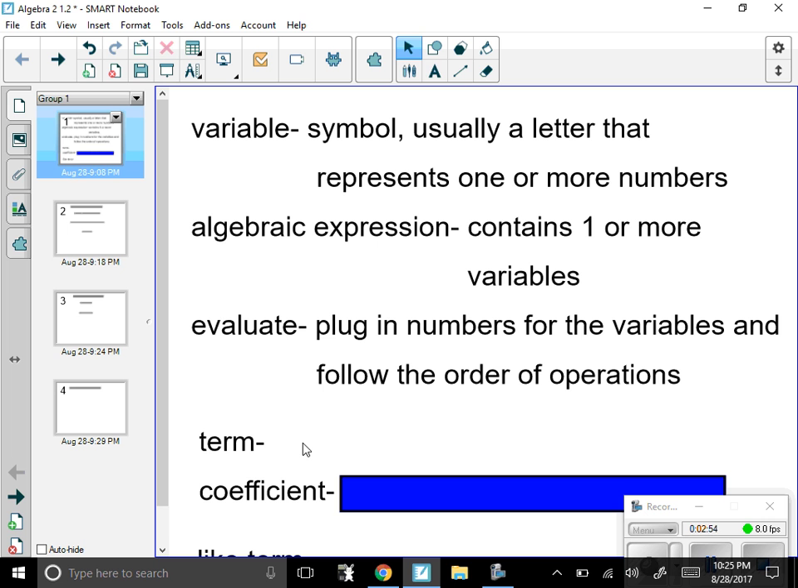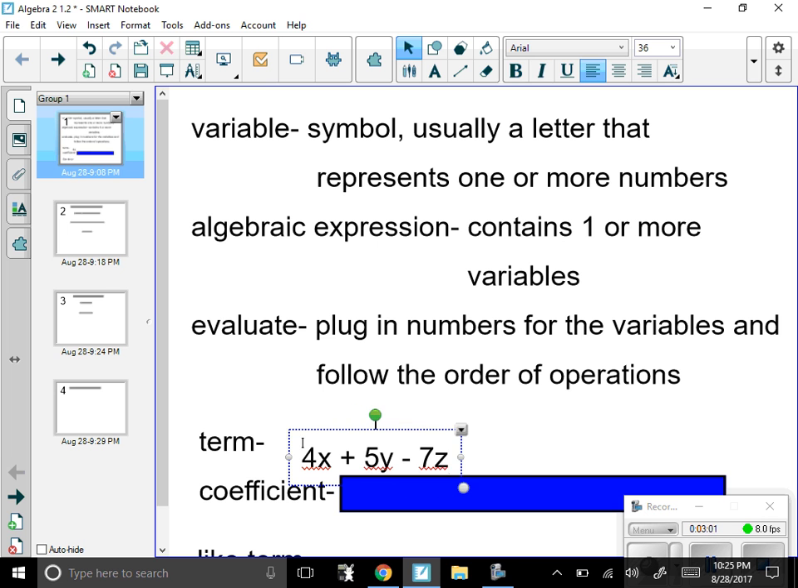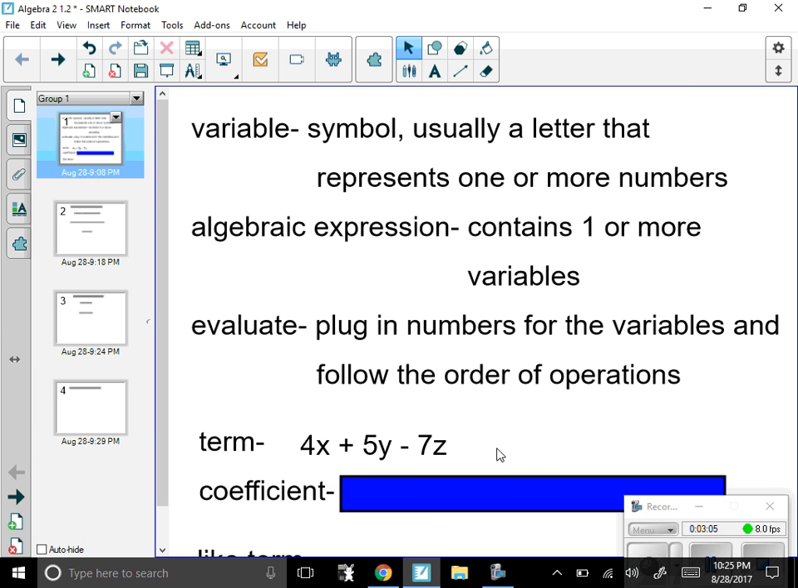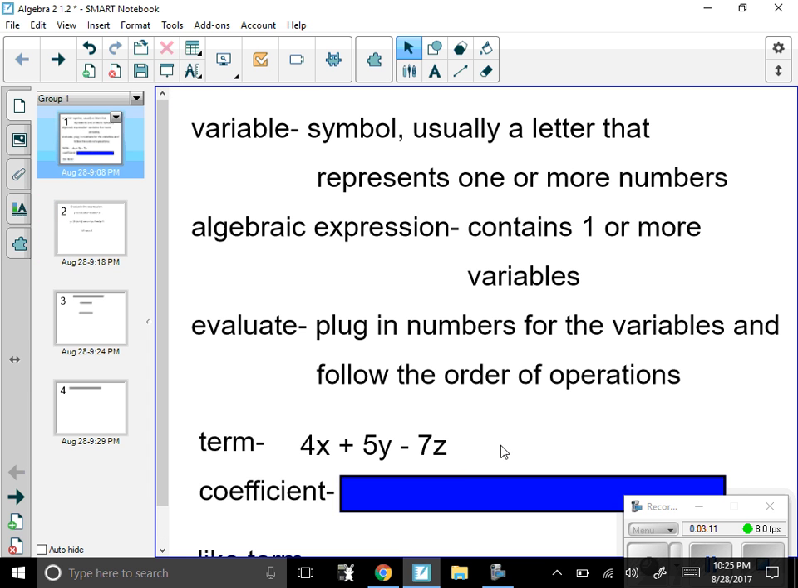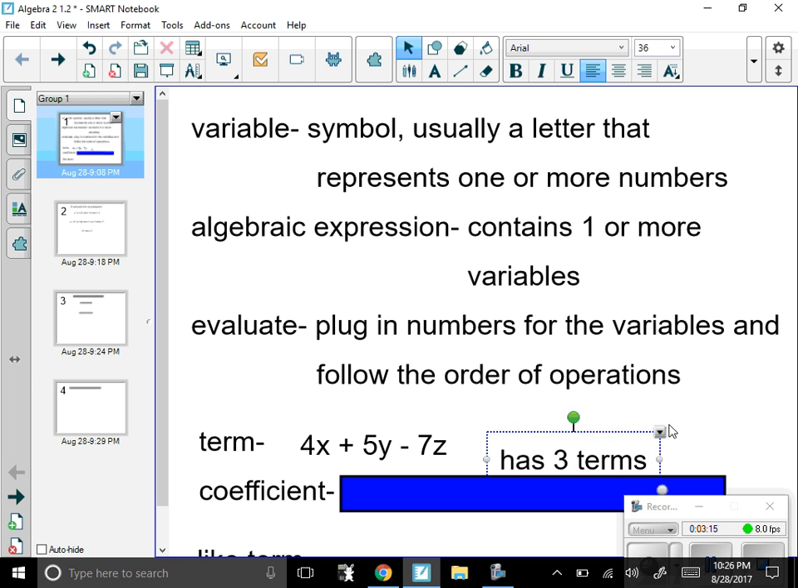Let me give you an example of what I just said. 4x plus 5y minus 7z. I think I changed the order, but that's an example. So this has 3 terms because of how it's separated. Remember, a term is separated by a plus and minus sign. So there's 1 term, 2 terms, 3 terms there.